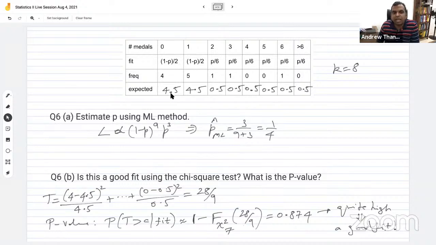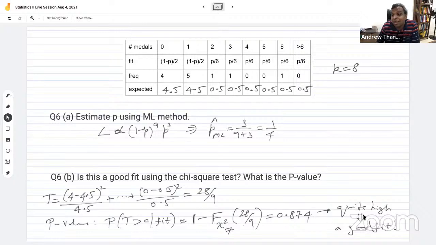by 8. 3 by 8 times 12 is 4.5, 4.5. And all these others are 0.5. So if you do the chi-squared statistic, you get 28 by 9, so some 3.11. The p-value is the probability that T is greater than the statistic, given the fit. And a good model for this T is that it's chi-squared 7. So you just put in 28 by 9, you get 0.874.